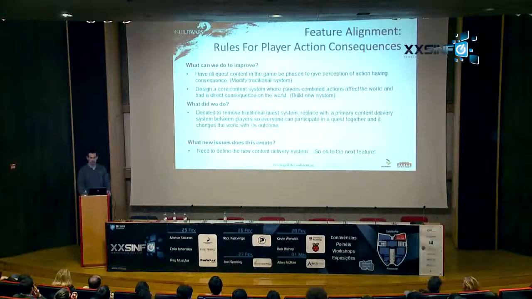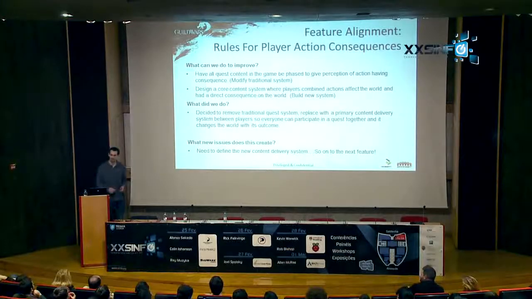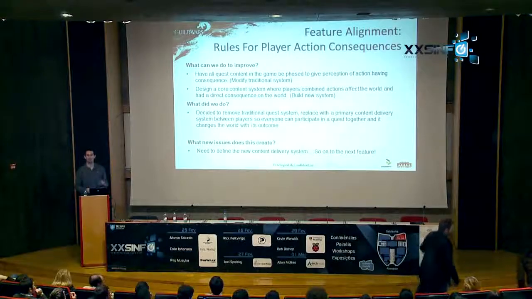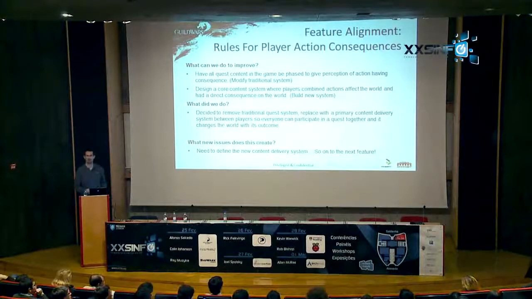So what could we come up with to improve those systems? The first thing we discussed is having all quest content in the game be phased to give the perception of having a consequence. And we basically said we could modify the existing system. And we threw that out pretty quickly. We decided that that wasn't going to work for us because phasing basically was just a workaround for the problem. It wasn't players playing together. It was faking the world consequence to put players next to each other who couldn't see each other.